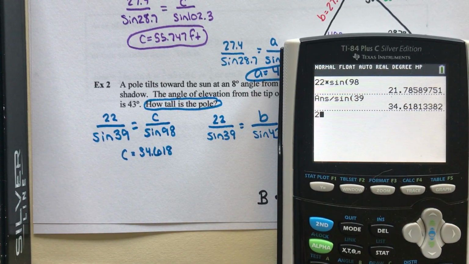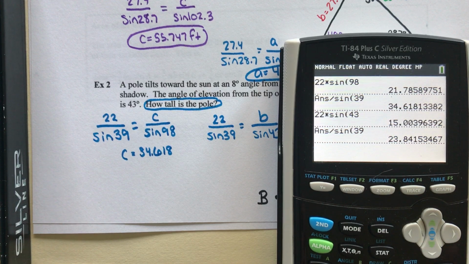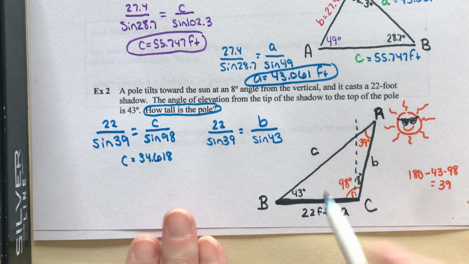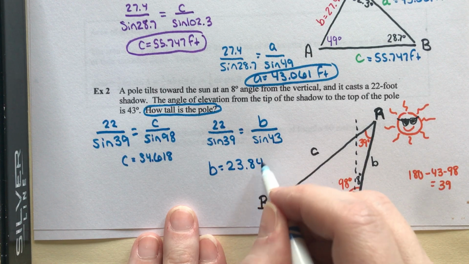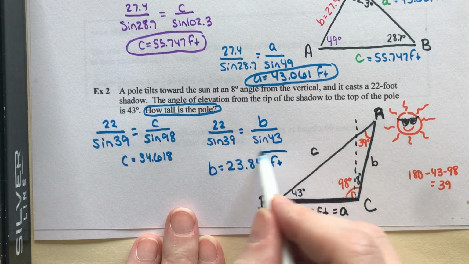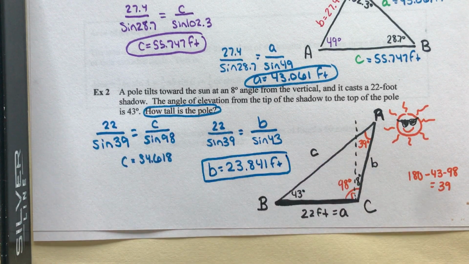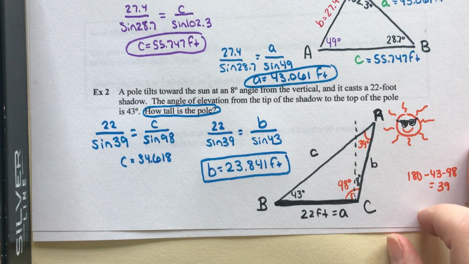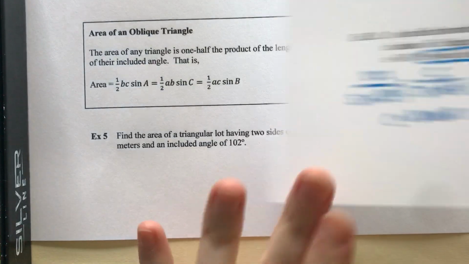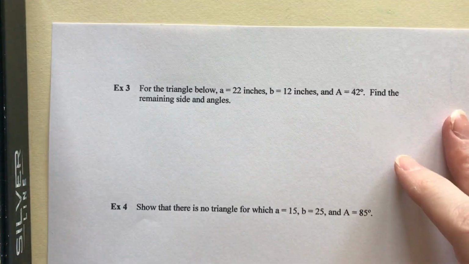We've got 22 times the sine of 43. Press enter. Now divide by the sine of 39. 23.841. So my pole is 23.841 feet. And that's about right. If you think about the height of a pole, like a telephone pole, it makes sense that it would be about 20 feet. Okay. So let's go on to question number 3.